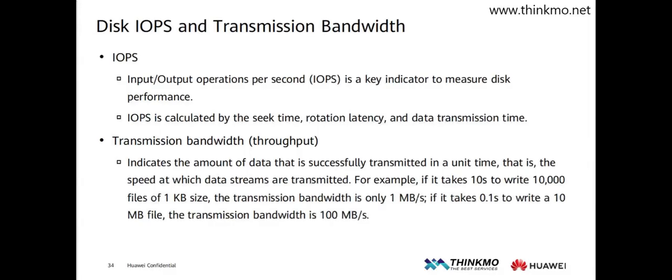If I put it another way, if writing a 10 MB file takes 0.1 seconds, then what would be the bandwidth? It would be 100 MB/s. By calculating this way, we can know how fast our data transmission rate is. In other words, bandwidth is the size of the file we can transmit per second.